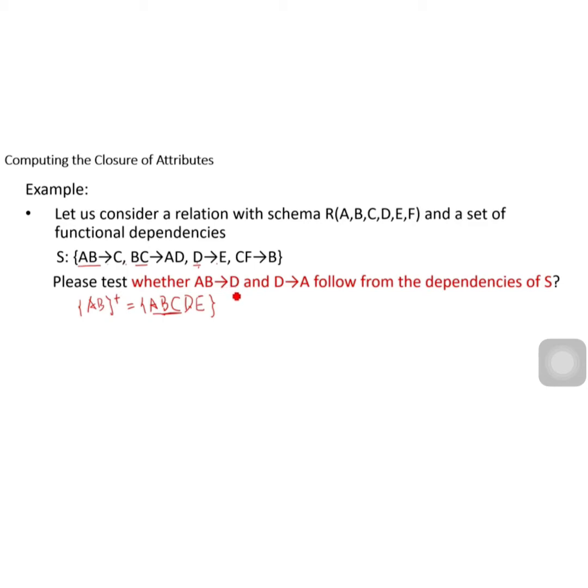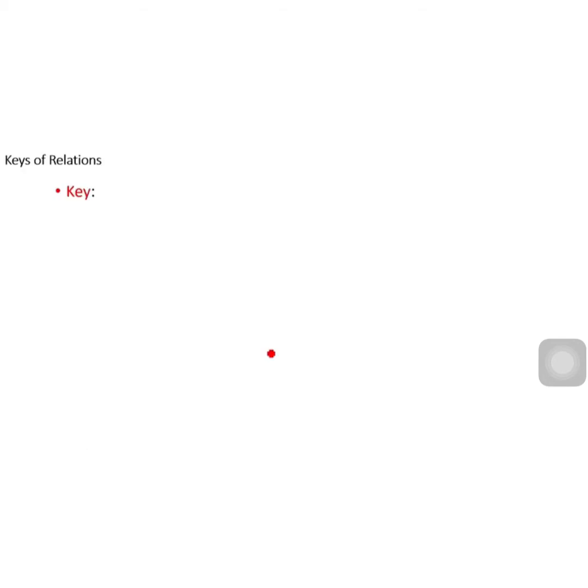So we can find D is in the closure. Then AB functionally determines D follows from S.